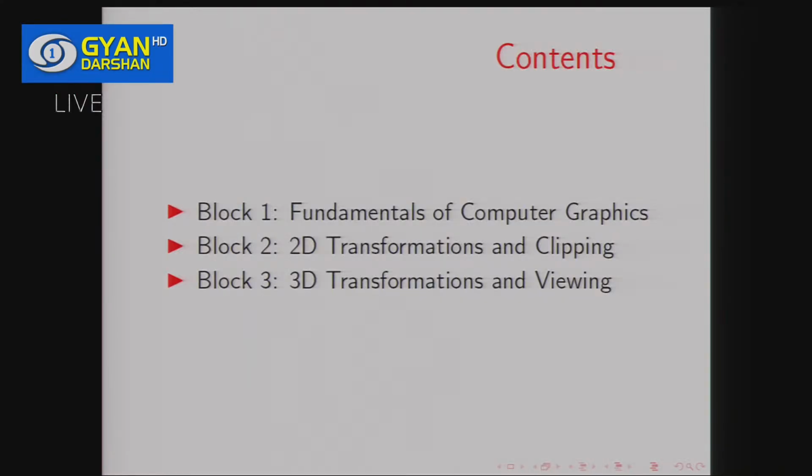So the contents of this course: there are 3 blocks in this course. Block 1 discusses the fundamentals of computer graphics, block 2 discusses 2D transformations and clipping, and block 3 tells you about 3D transformations and viewing. Let's look at each block's contents separately.